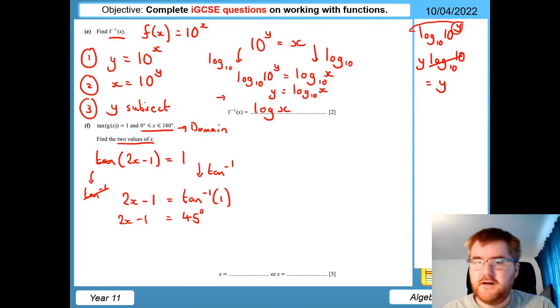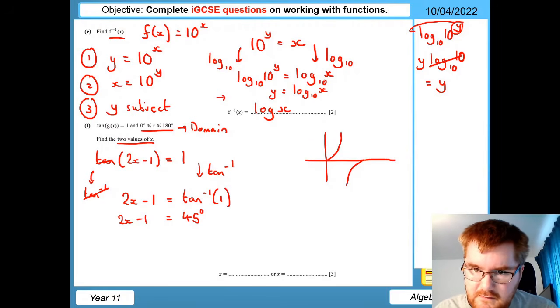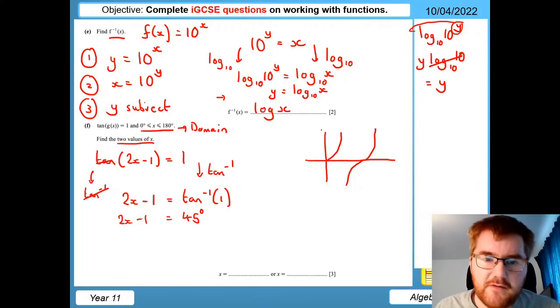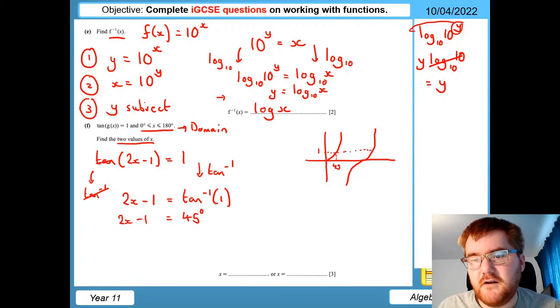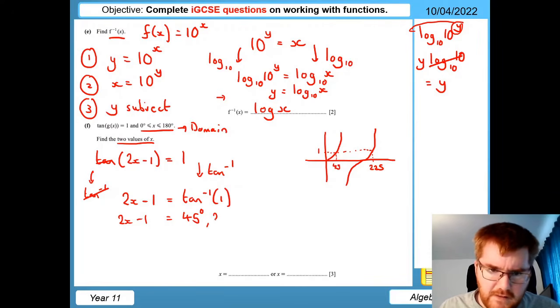However, there is another answer, and you can see this by drawing a quick sketch of the tan graph. So a tan graph looks like this, and essentially it repeats every 180 degrees. So we've worked out this answer, 45, but notice it also crosses the graph here as well, because there are two answers to the question, we're told. And it repeats every 180 degrees, so this will be 225. So whenever you've got trig equations, there are two answers.